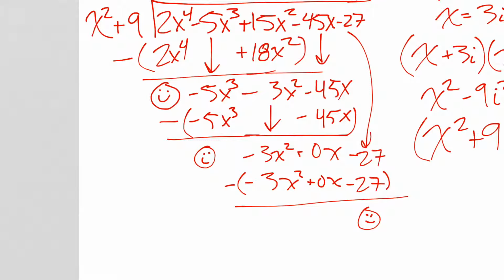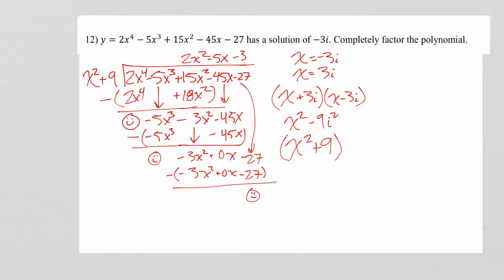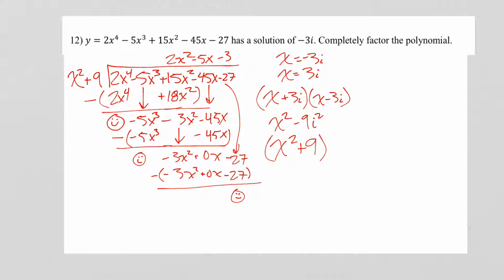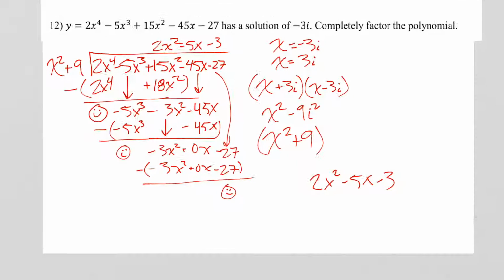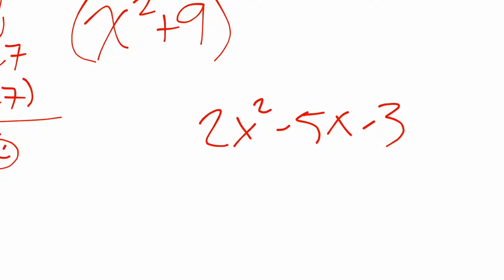But we are told that we want to completely factor this. And so we now have this quadratic, 2x squared minus 5x minus 3. And we're told we need to completely factor this, so we need to factor this. And so now we kind of have to be careful and say, well, how do I factor this?